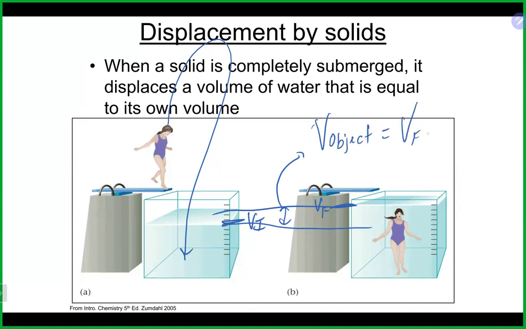This is just simply send it for a swim in some water, take an initial reading before you do that, take a final reading after you do that. And again, the difference in the volume will give you the volume of that particular object.